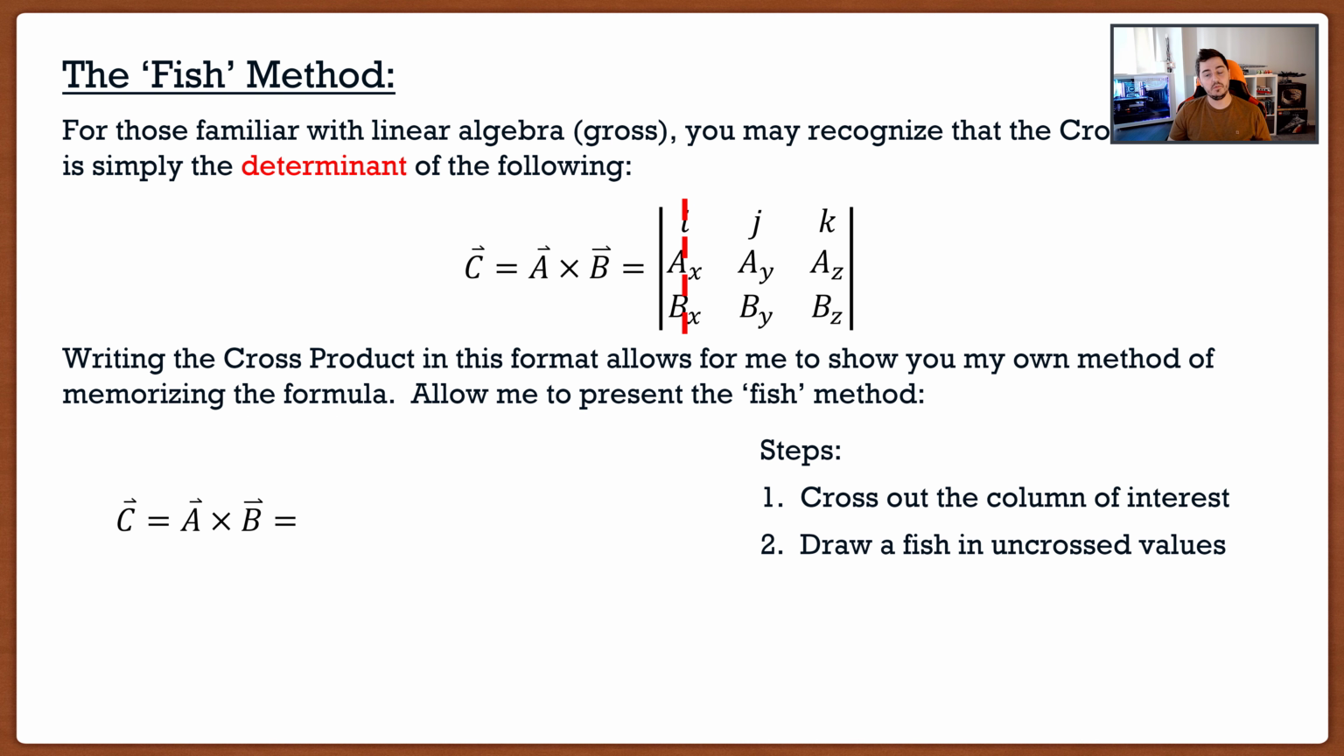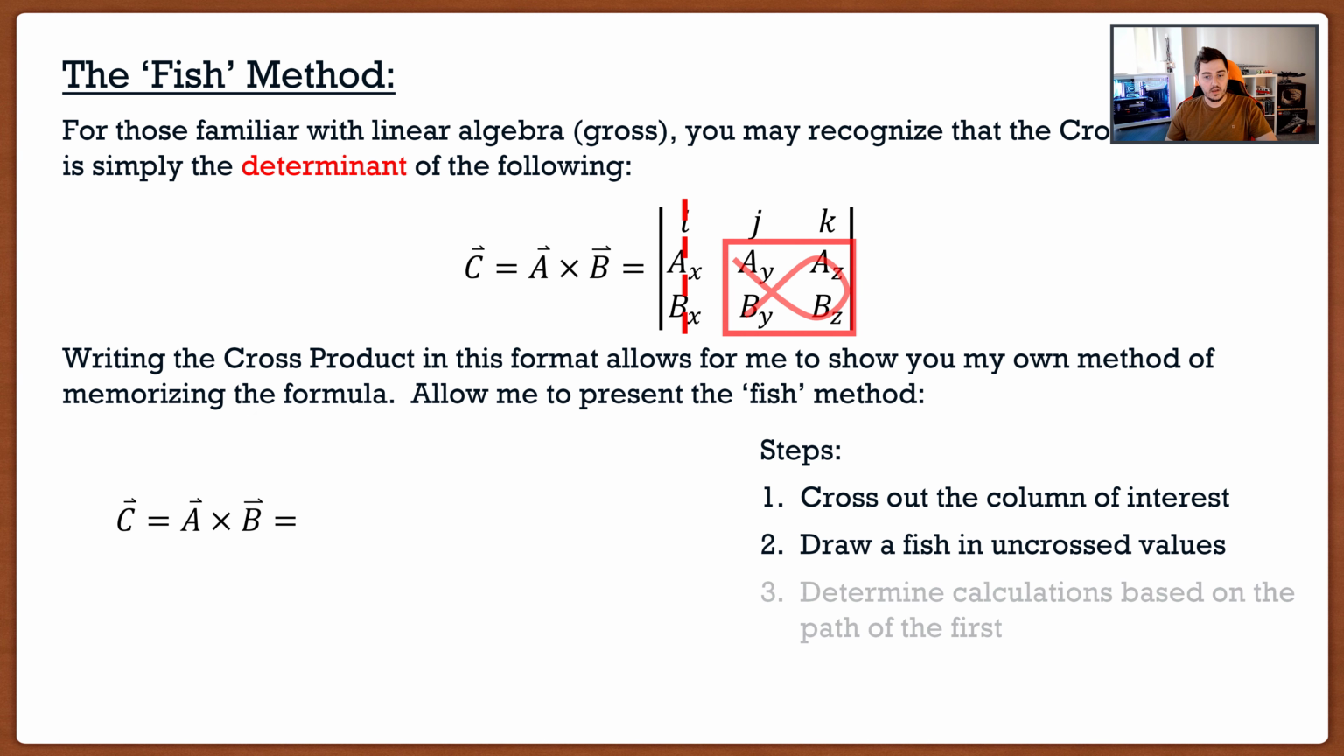The second step is I'm going to draw a fish on the uncrossed values. Now this is when you're saying Clayton's losing his mind. What does he mean? Well, if I cross out Ax and Bx, my uncrossed values are simply Ay, Az, By, and Bz. And I'm going to draw a fish. So it's going to look something like this. And don't judge me, this was the best I could do in PowerPoint drawing a fish, but it's going to look something like this. Now, I can determine the calculation of that component based on the path of the fish.